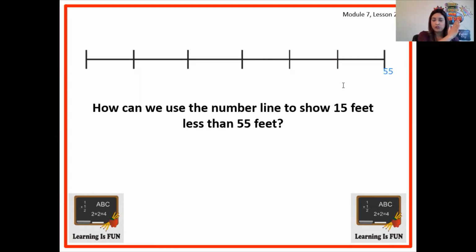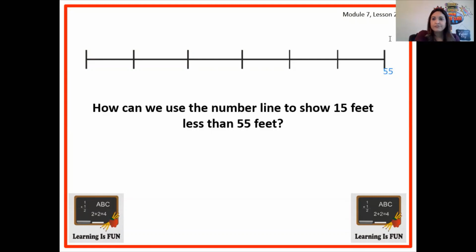We gotta go back. So remember, if you start on the left and you jump, let me show you right here. If you start on the left and you jump to the right, the numbers get bigger and bigger and bigger. But if you start on the right and you jump to the left, the numbers have to go smaller. That's why we're starting here because we're gonna show less.